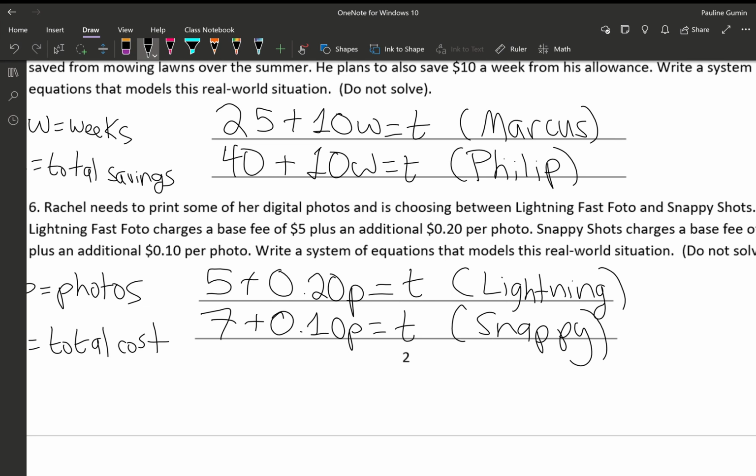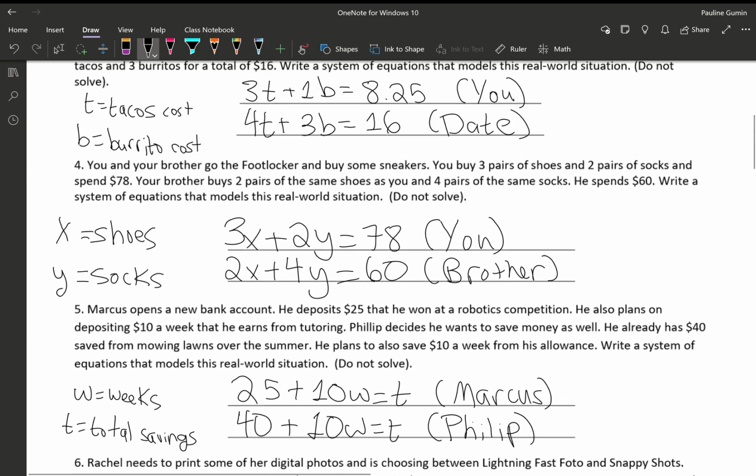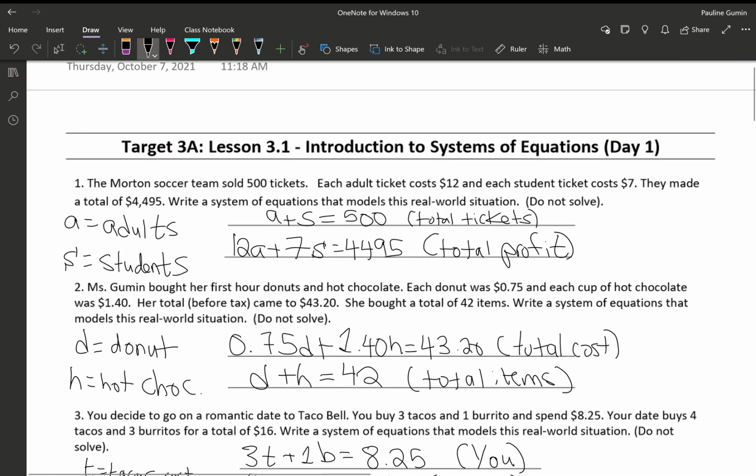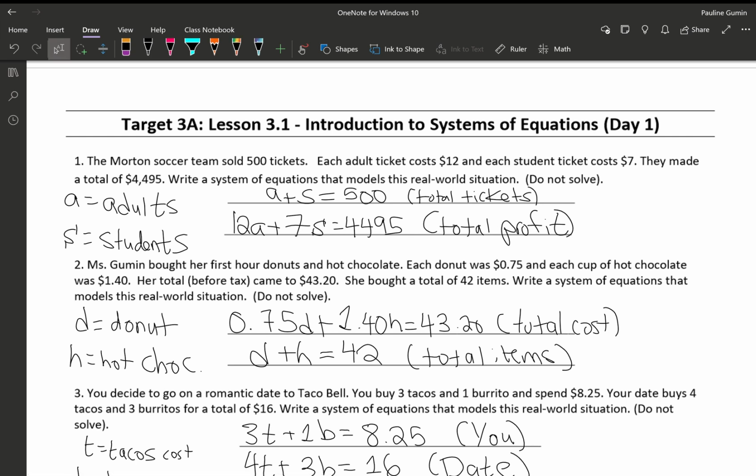And this is something that you do in your almost everyday life. As an adult, when you have money, you want to compare. What's the better deal? You might not be writing these systems of equations right out for every single thing you think of, but you're thinking through these situations when you're comparing prices by kind of thinking about these systems, just not directly. Okay. This was day one of Target 3A, where we just wrote systems. We didn't solve them, we just wrote them.